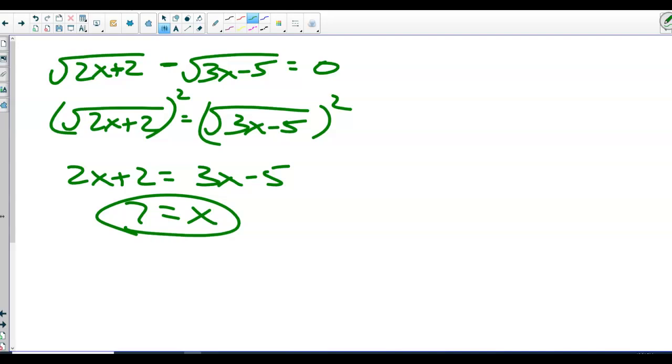2 times 7 is 14 plus 2 is 16. 3 times 7 is 21 minus 5 is 16. The square root of 16 minus the square root of 16 is going to be 0.